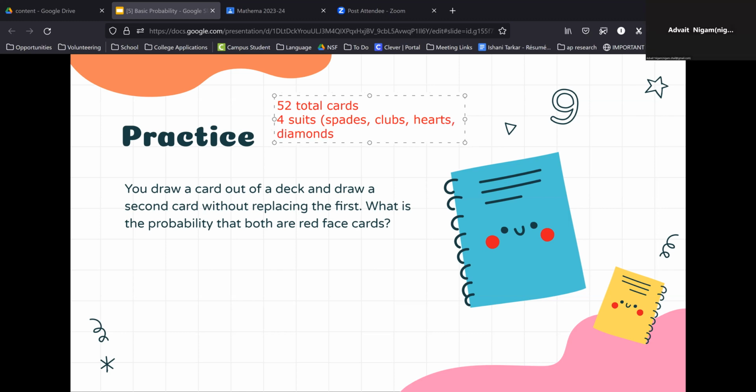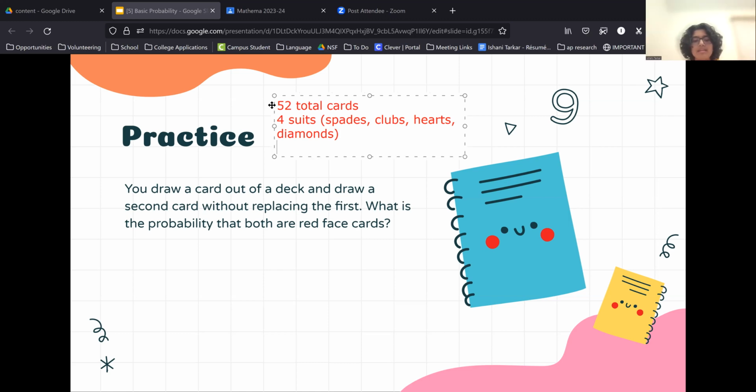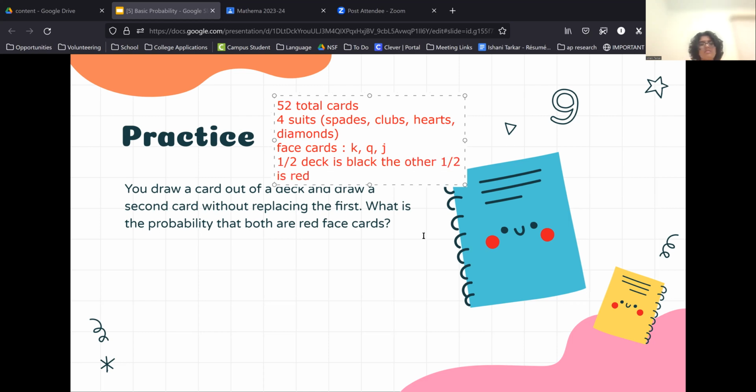Usually you don't have to remember the suits because if they matter, they're given to you in the problem. And then you also have to remember that the face cards are of 3 different types: kings, queens, and jacks. And half the deck is black, the other half is red. So that's all the stuff that you need to know. So given all this information, try to solve the problem.